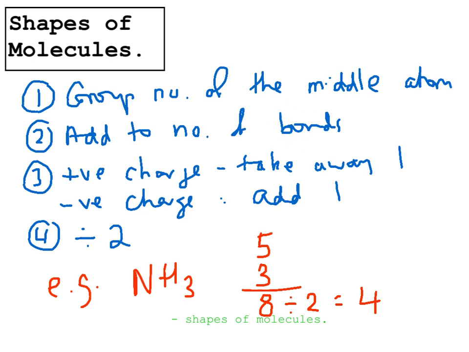So how many bonding pairs are there? Well, there's 3 bonds, so there are 3 bonding pairs, and there are 4 electron pairs altogether, which means there must be 1 lone pair, so that it adds up to 4.